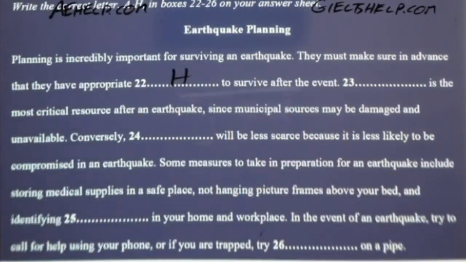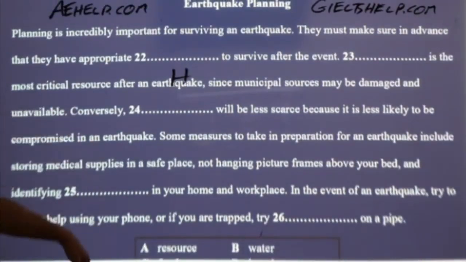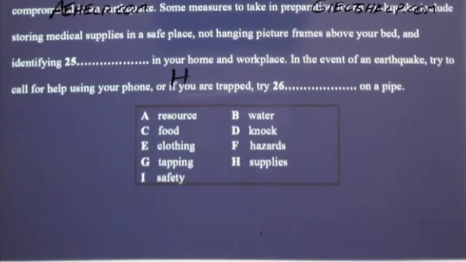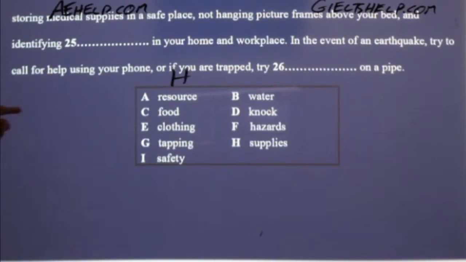All right, the rest of these ones, so 23, 24, 25, and 26, I'll leave those for you to practice at home. There are the choices.